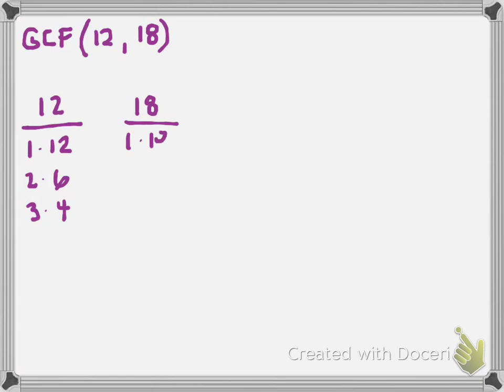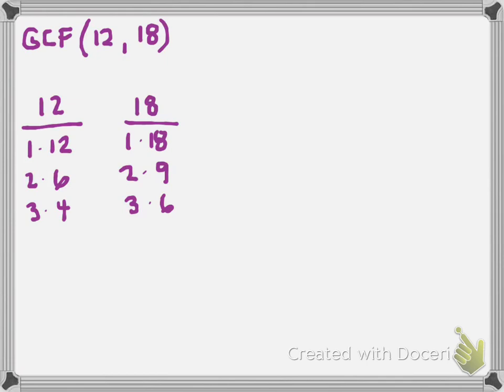I have two different ways that I can do this. I can make a list of all of the factors of 12 and all of the factors of 18. So 1 times 12, 2 times 6, 3 times 4, 4 times 3, but I already have it. 18 would be 1 times 18, 2 times 9, and 3 times 6.